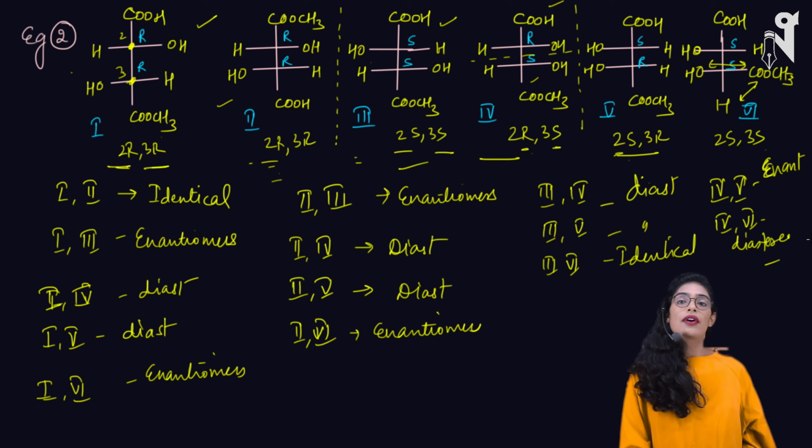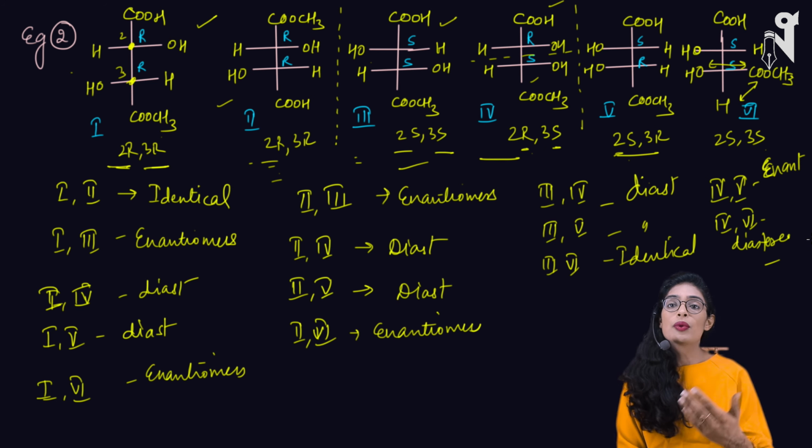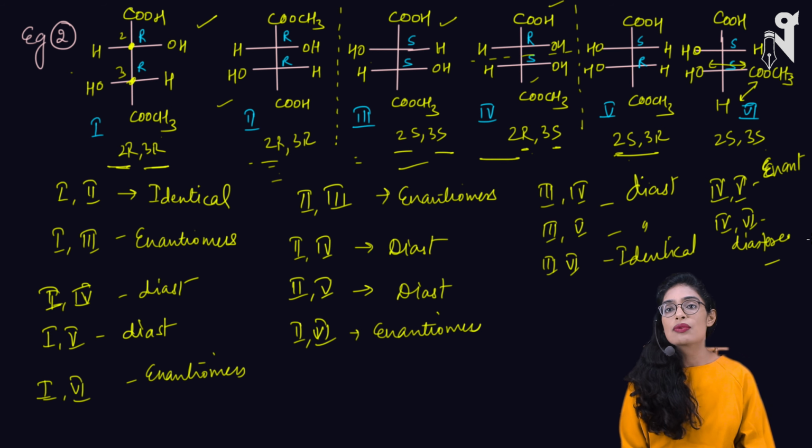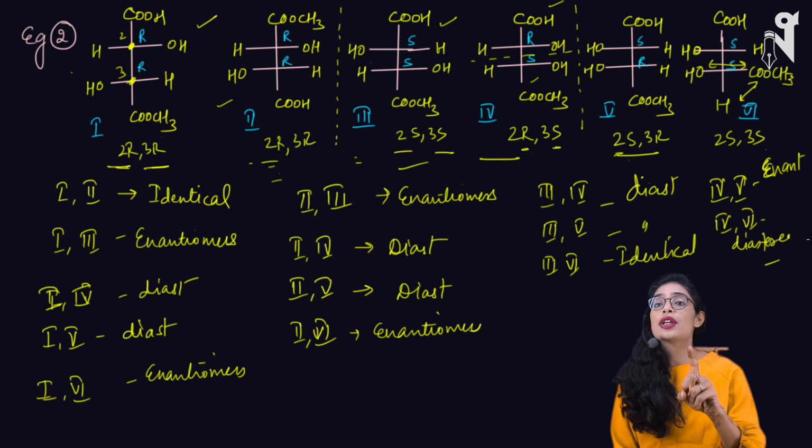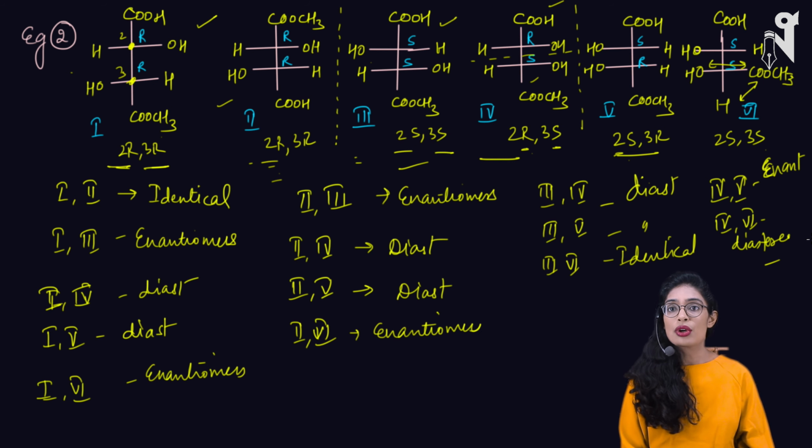This is how you have to find out the relation between the molecules when the question is given. I hope you will be able to figure out which ones are enantiomers and which ones are diastereomers. For enantiomers, you have to check two things. One is the configuration. Second, whether they are mirror images of each other or not.